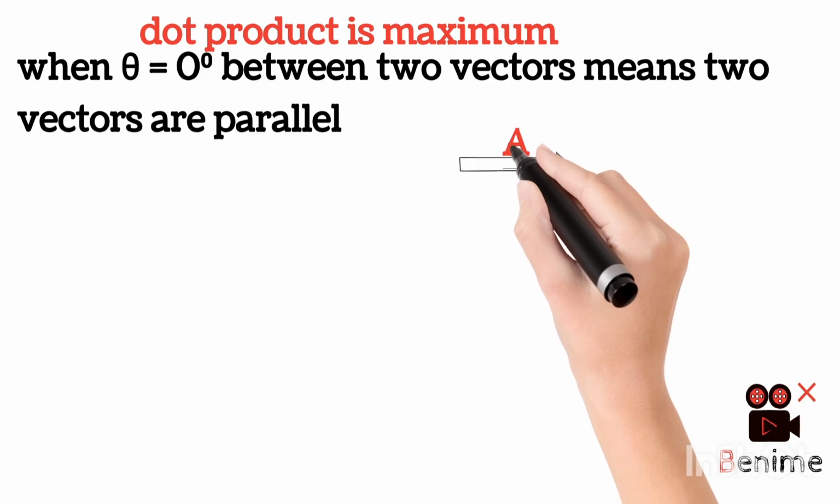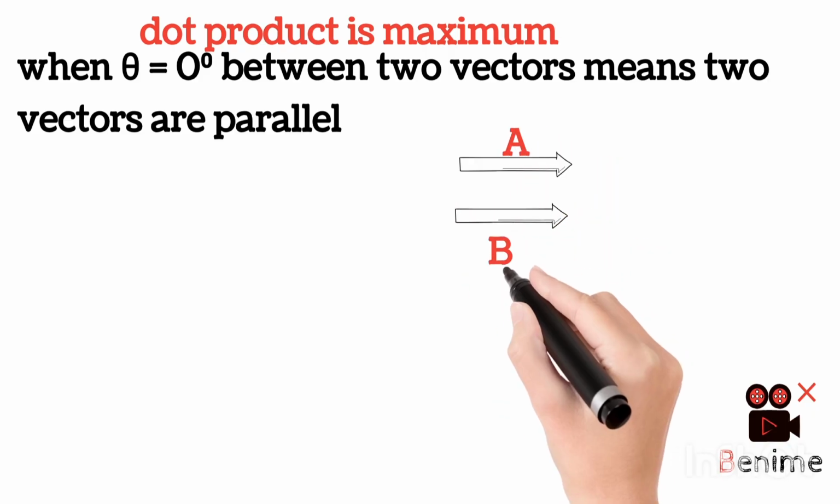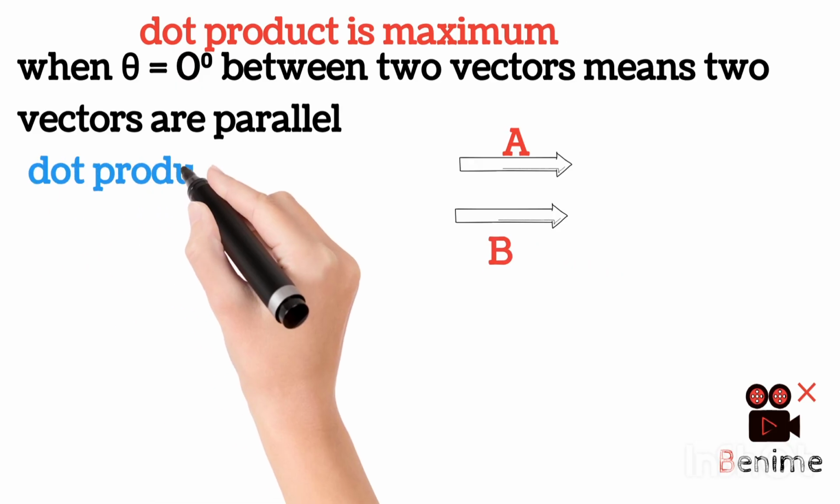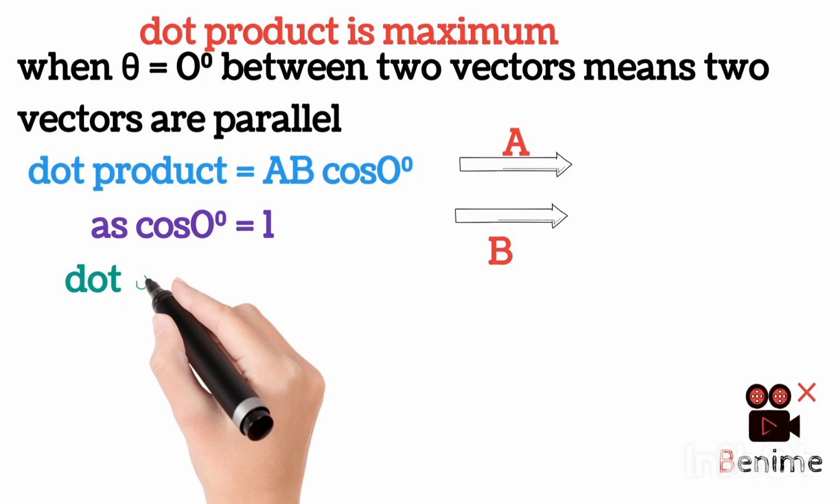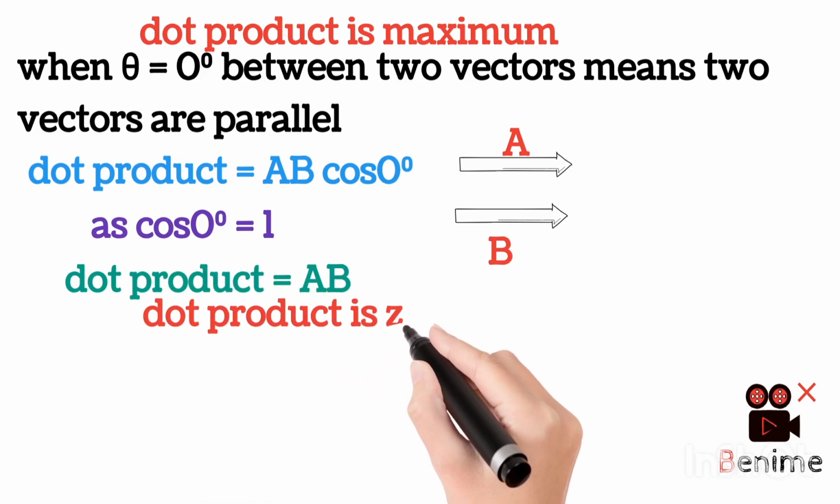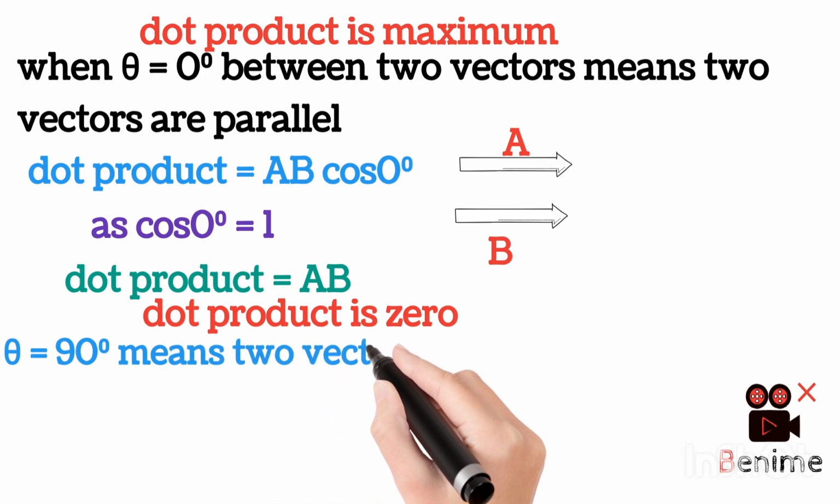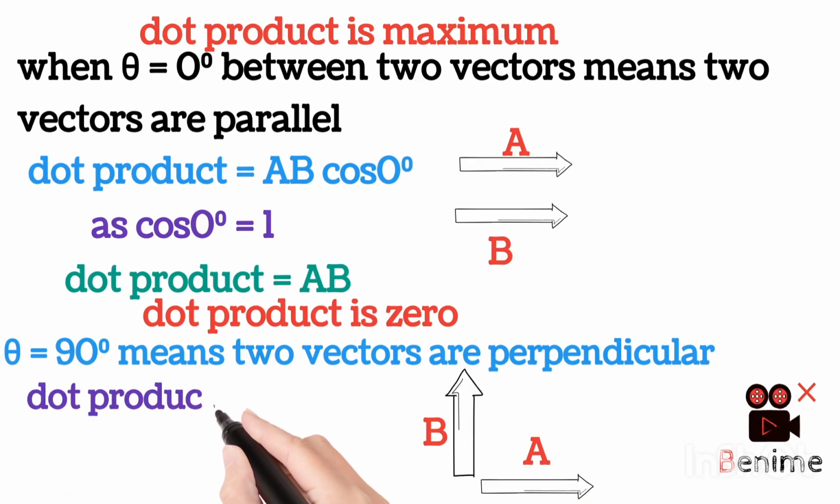Here, A and B two vectors are given which are parallel to each other, so putting in the formula, we get only the AB magnitude of the two vectors. But if two vectors are perpendicular to each other, then the angle between them is 90. When we put this angle in the dot product formula, we get cos 90 which equals 0, so the whole product becomes 0. This is shown by two vectors A and B which are perpendicular to each other.